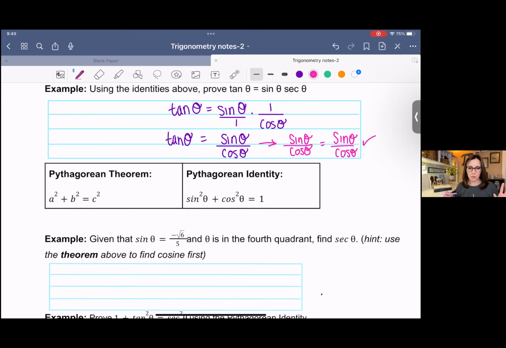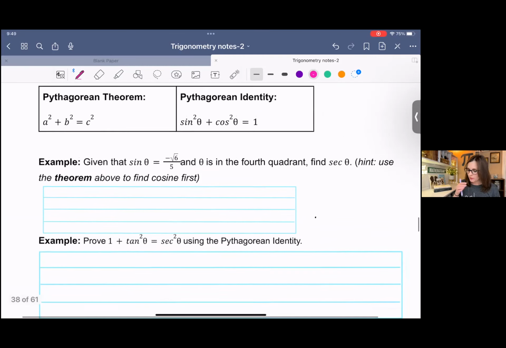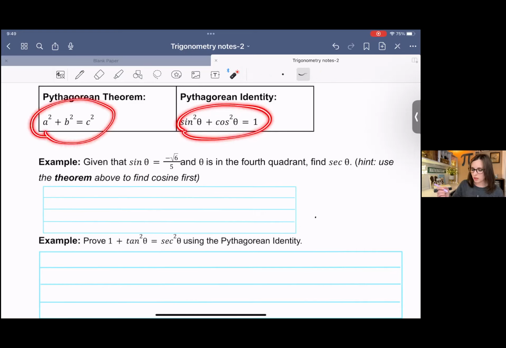And we've kind of explored that in previous videos. I'm not going to go into that right now, but we're going to use that identity to solve this problem. Given that sine theta equals negative square root 6/5, and theta is in the fourth quadrant, that is important, find secant theta. So if we're wanting to find secant theta, its reciprocal identity is cosine theta. And I've got some things up here that can help me get there.